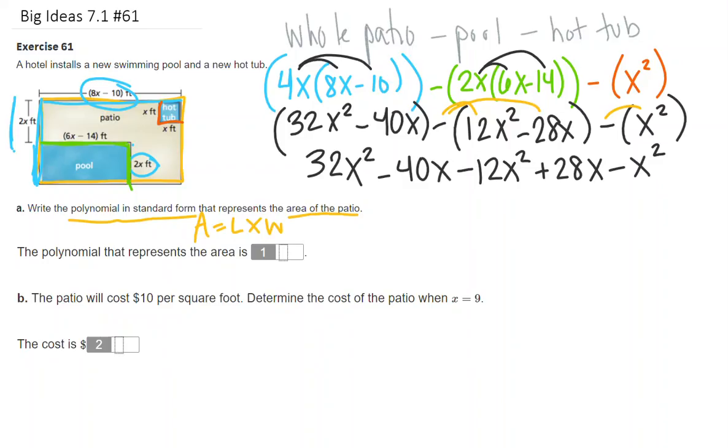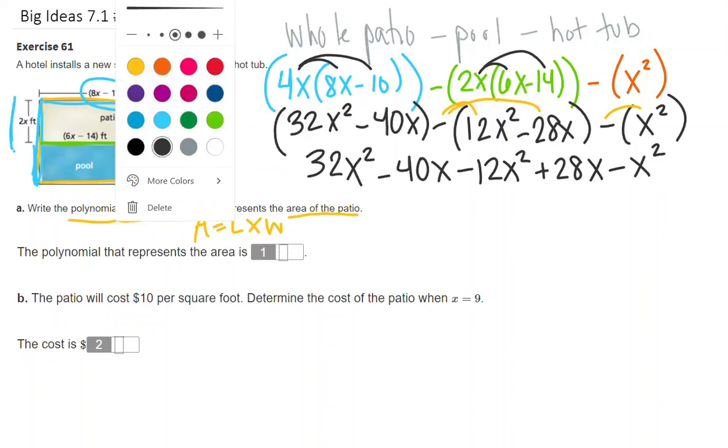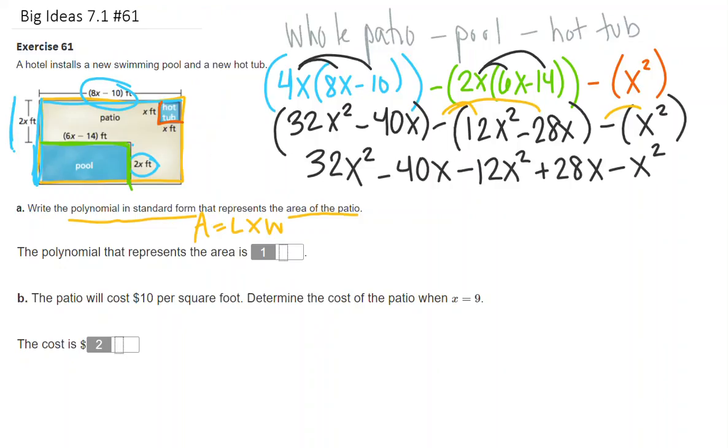So now we can start combining like terms, and I'm going to do that. I really feel like I need a new pen color here. Okay. So combining like terms, I've got my 32x squared and my negative 12x squared and my negative x squared. So I've got 3 like terms. I've got positive 32, negative 12, and negative 1. So that's going to leave me with 19x squared.